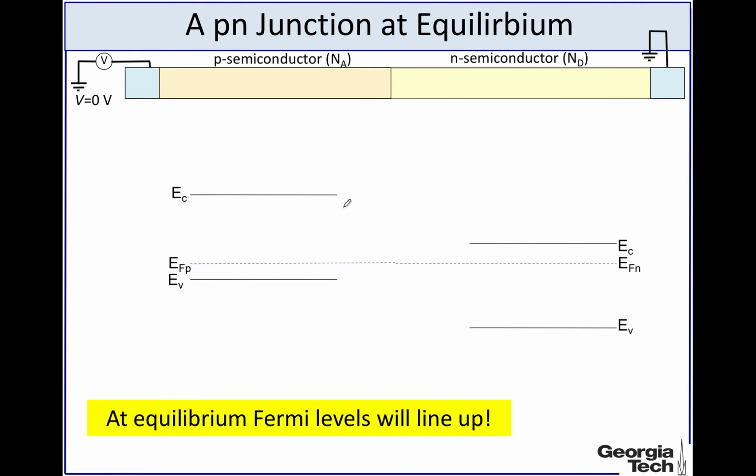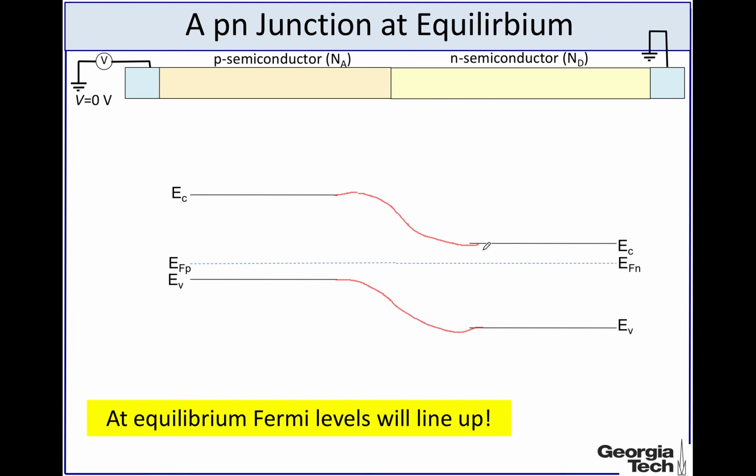Now after we have lined them up, what you can see is that the conduction band in the P type semiconductor is at a higher energy than that of the N type semiconductor, and we have to connect these energies. So what we do is that we connect them like this, and the valence band, we do the same for this.